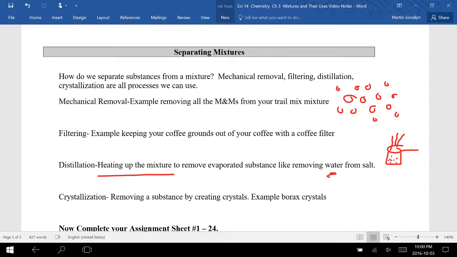Crystallization is when we remove a substance by creating crystals. So for example, we could have a borax and water solution, and we could actually make borax crystals or crystallize the borax, and we will actually be doing that in class.